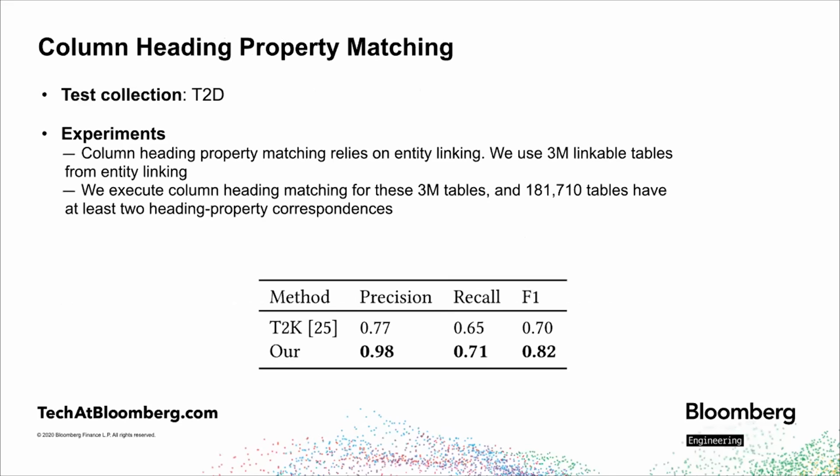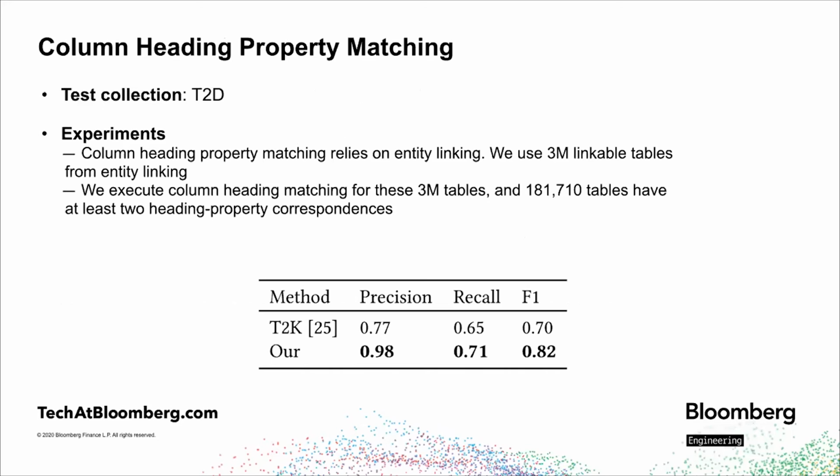For the schemation task, we rely on the results of unlinking. So we use the 3 million linkable tables for unlinking, and then we execute this schemation for the 3 million tables. We find about 181,000 tables that have at least 2 heading property correspondences, because we have a key column in the table, right? That is very easy to find correspondence. So we have to ensure we can find correspondence for the rest of the properties.